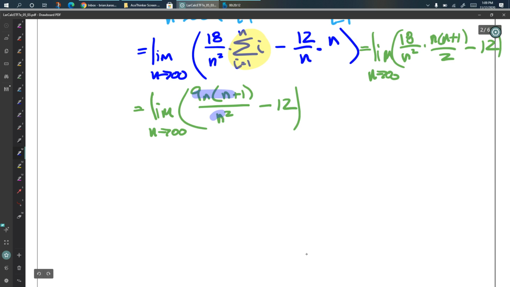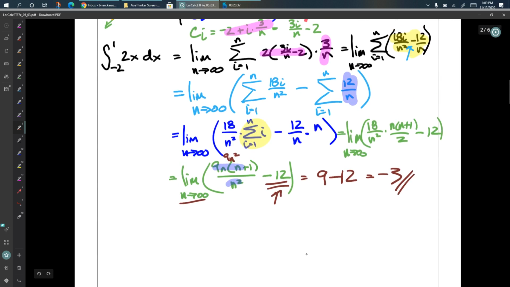Well, here, this is one of those horizontal asymptote problems. Because if I multiply it out, I'm going to get 9n squared over n squared. So then that limit is going to be 9. And the limit of 12 as n approaches infinity, well, there's no n there, so that's just going to be 12. So 9 minus 12, which should give me a negative 3.